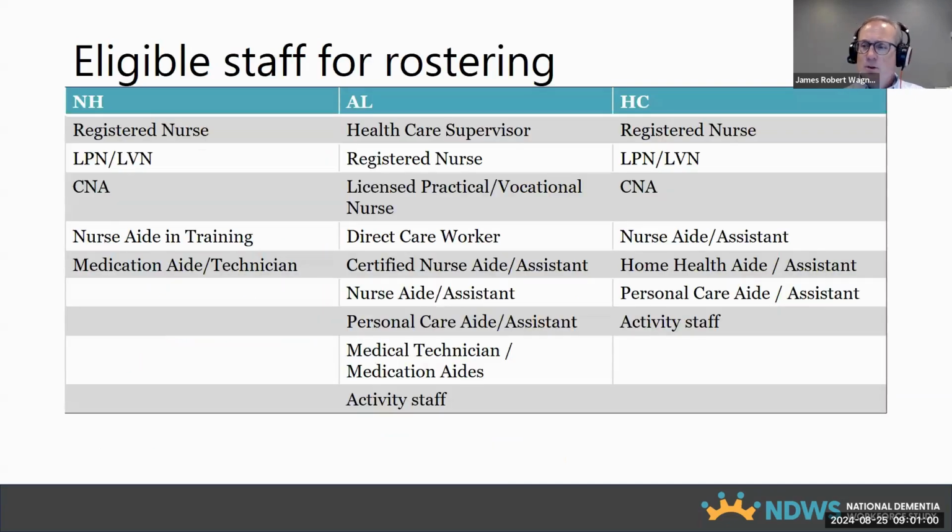All right, so I mentioned earlier that there are a set of eligible titles for each of the surveys. We talked about who's eligible for the community clinician survey. So these are the titles for each of those agency, community, or facility surveys, right? For the three surveys: nursing home, assisted living communities, and home care. I'm not going to read all of these titles, but here they are for you. I think they fit with basically what I was describing earlier. As you would expect, activity staff in both assisted living and home care agencies are included. So these are the eligible staff for rostering.